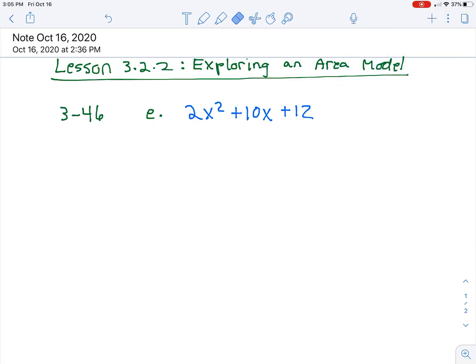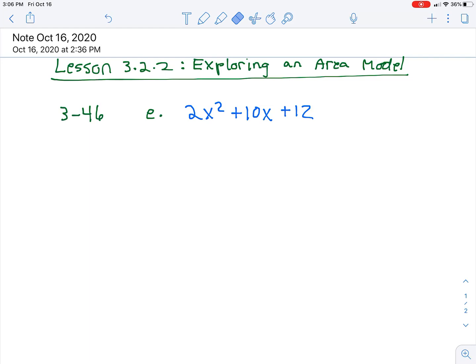Hey, this is Mr. Stoy, and today we're going to be looking at lesson 3.2.2, exploring an area model. The idea here is that we're given an equation, and we're going to use our algebra tiles to model that equation, and then from that, we're going to create a rectangle using those algebra tiles so that we can find the base times height, or area, of that rectangle.